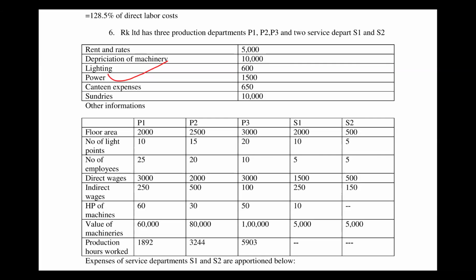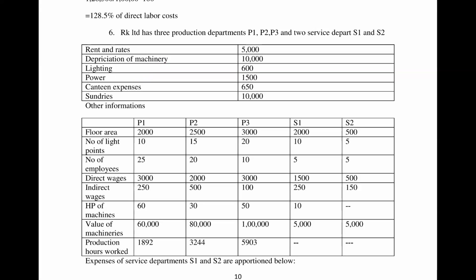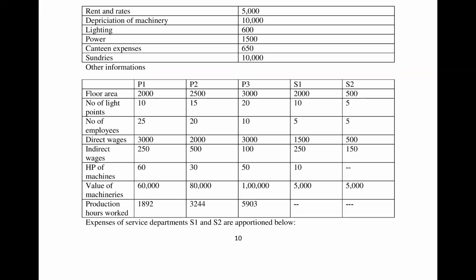How does that work? Obviously, it's still in the same way. We have already explained this. For canteen, what do we use to allocate the canteen overheads? Number of workers, number of employees. Yes, so we can use the number of employees for canteen. I think this cannot be overemphasized.